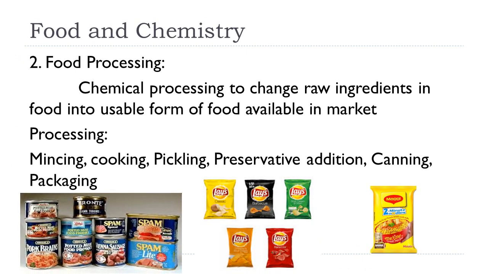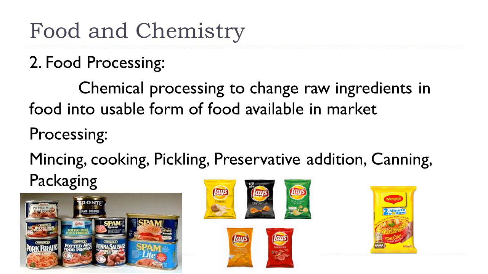And next one, food processing. Food processing involves physical or chemical processes to transform the raw ingredients in food into easily usable forms of food available in markets. So what are the processes used in the food processing? First one, mincing, cooking, pickling, preservative addition, canning, packaging.